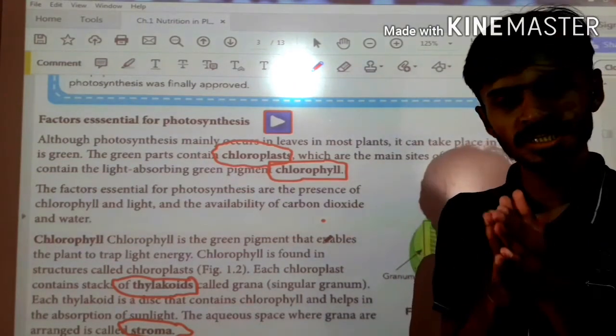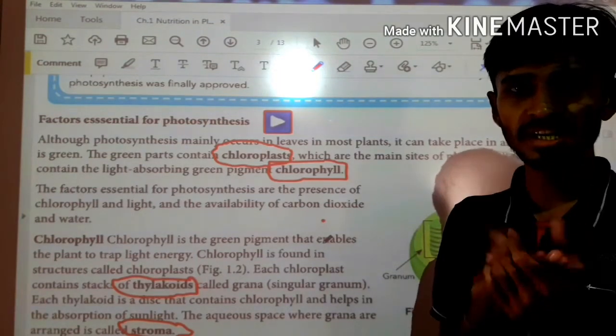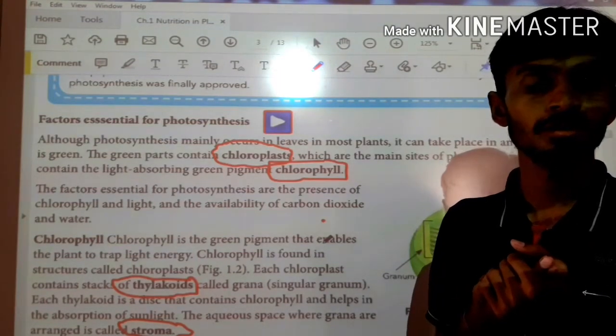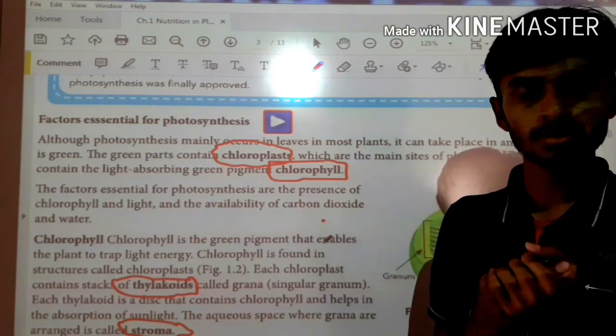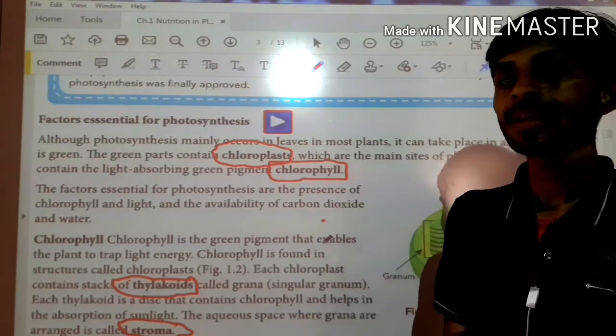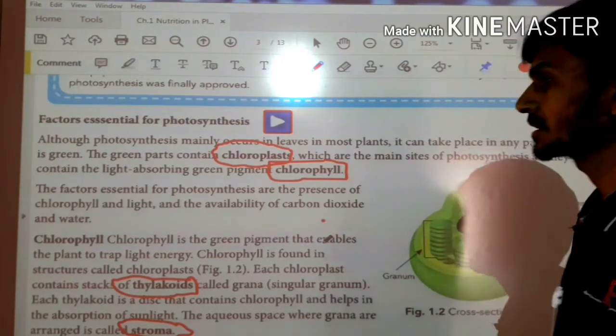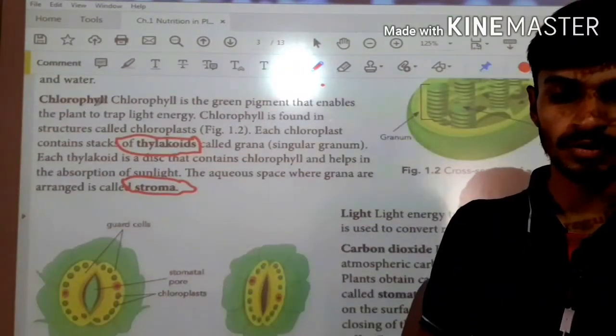And for photosynthesis, first carbon dioxide is required, water, green pigment that means chlorophyll, then availability of water. All these parts are required for the photosynthesis process. So let's discuss one by one. So first it is given chlorophyll. So guys, what is the chlorophyll?